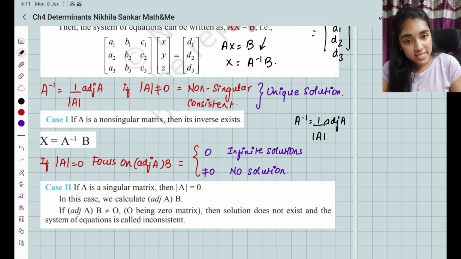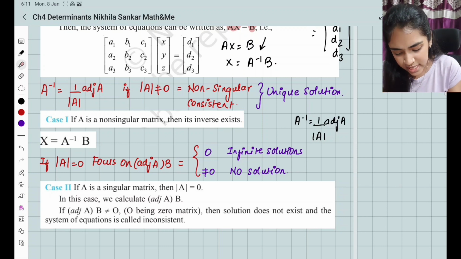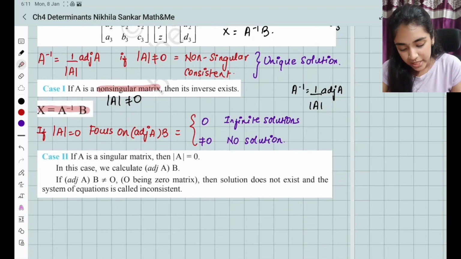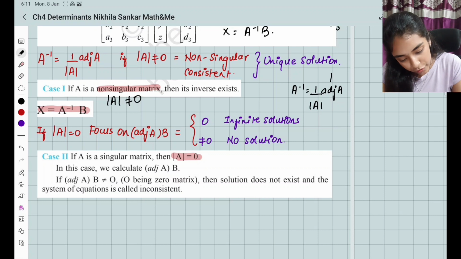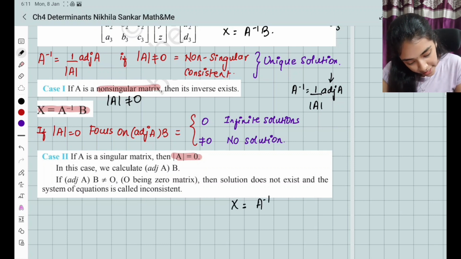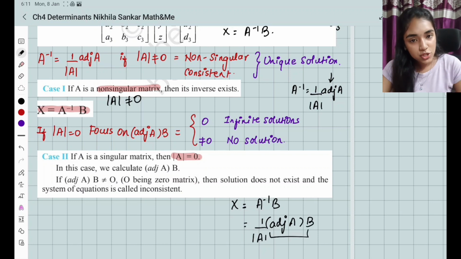இப்போ determinant of A 0வா இல்லாம இருக்கணும்ல, 0வா இருந்ததுன்னா என்ன பண்றது? So if it is a non-singular matrix, which means determinant of A is not equal to 0, இந்த மாதிரி இருந்ததுன்னா directly X equals A inverse B. If the determinant is going to be 0, which means இப்போ இந்த இடத்துல we are going to focus on adjoint A. X equals A inverse times B, which is going to be 1 by determinant of A times adjoint A times B. So we are only going to focus on adjoint A times B.